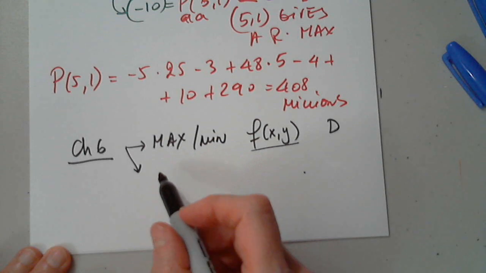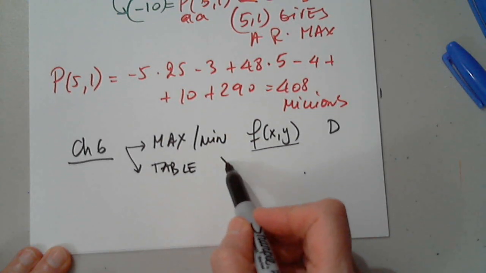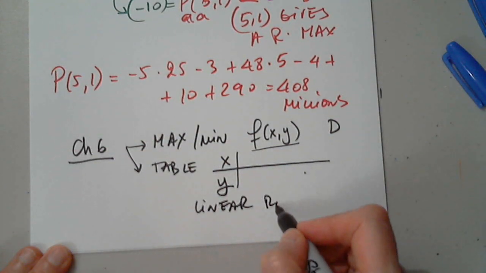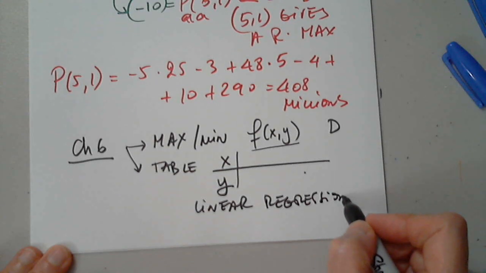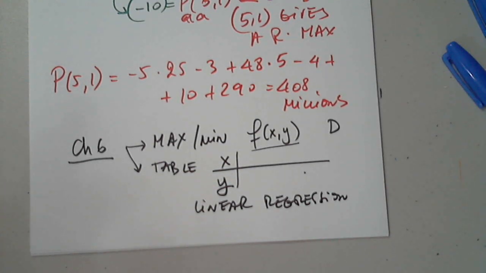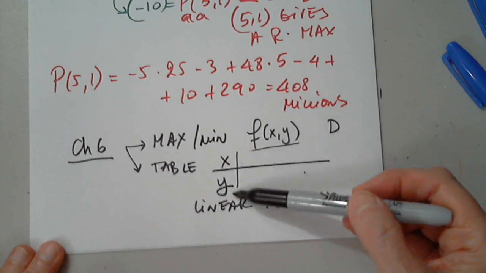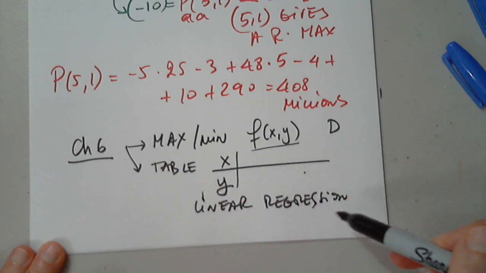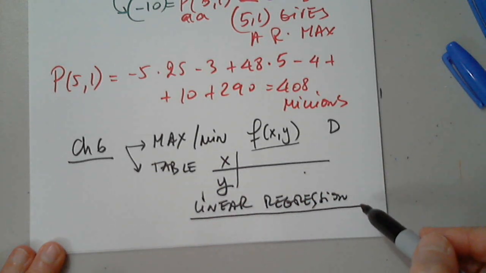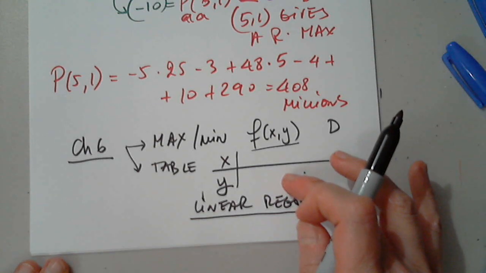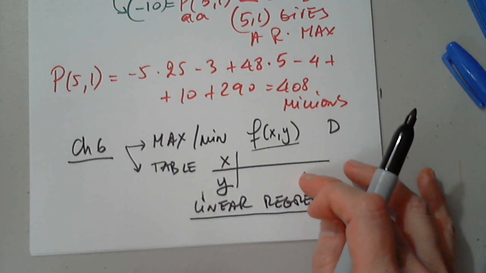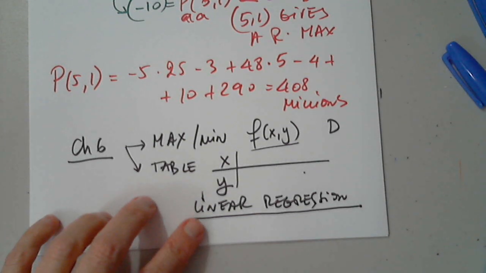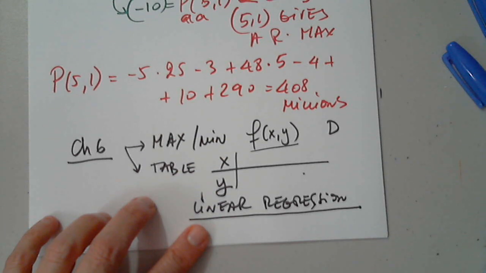Another one is if I'm given a table with ordered pairs x, y, and I'm asked to find the linear regression. It's very clear, right? You have to put the x and y in the table, and you have to determine the linear regression. Is this clear? Do we need an example from this? We did this last time. I think that's clear. Okay.